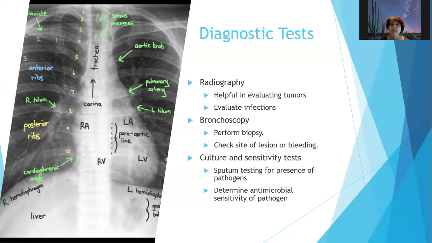Culture and sensitivity tests are done to see if there are pathogens in your sputum, the stuff you cough up out of your lungs. There's a really neat little sputum chart that you can use to tell what's going on based on somebody's sputum. So when you're working in the hospital and somebody coughs something up, don't throw it away, save it for the nurse. They want to see that. The sensitivity test determines the antimicrobial sensitivity of the pathogen, because there's no point in giving someone an antibiotic if their pathogen is not sensitive to it, right?